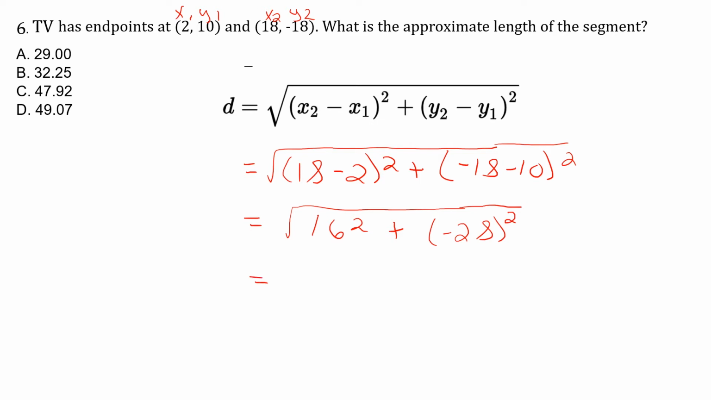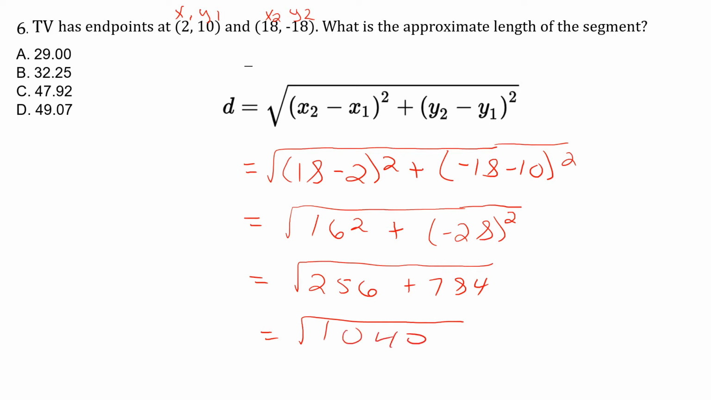Next, simplifying even more, 16 squared is 256. -28 squared is 784. Combining these two numbers, I get 1040. Taking the square root of that, that gives me approximately 32.25. So my answer choice would be B.